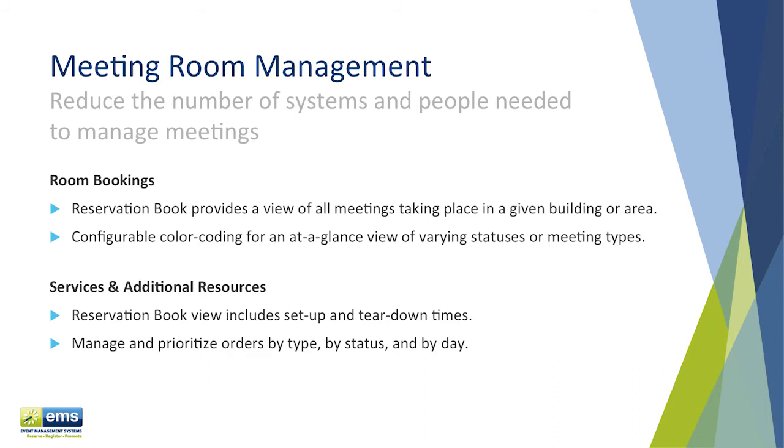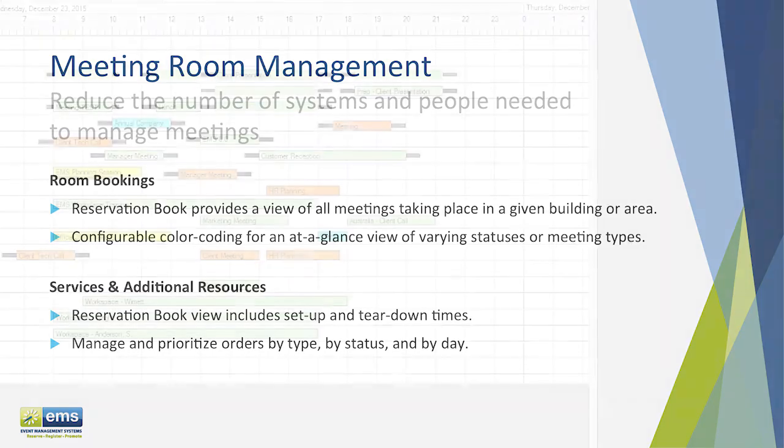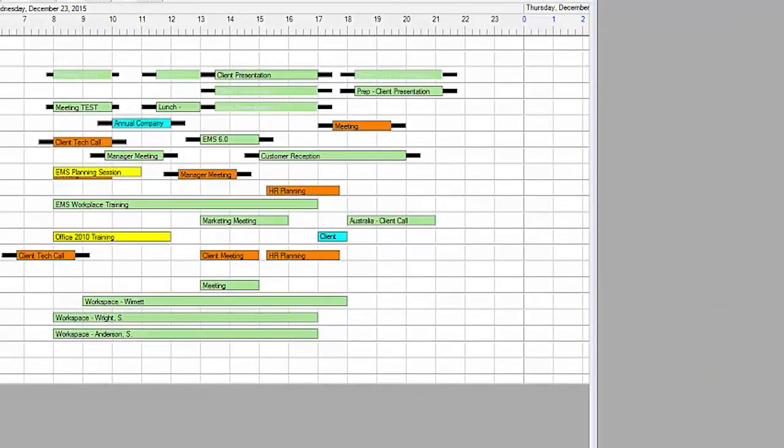Additionally, you can manage and prioritize these orders for services or resources by their type, by their status, and also by day. Let's take a look. As an expert user within EMS software, I have a number of tools available to me to manage the meetings of the day, the week, or the month relating to my area, whether that be a building or physical location or an area of interest.